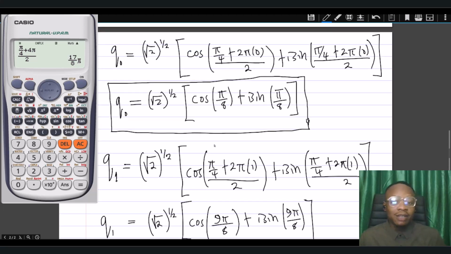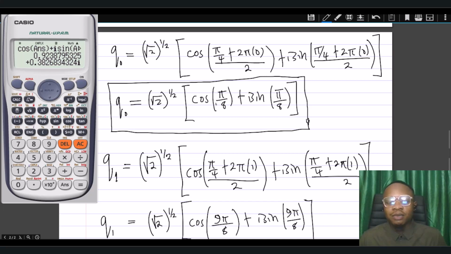But anyways, we can check. For instance, what will cos 17 pi over 8 give us? Let's check for cos 17 pi over 8. So let's say cos of answer, then plus I sine of answer. So this is I, then sine of the answer we just obtained. Let's give those two and see what they give us. So this is giving us 0.923879 blah blah blah. This is 0.3826 blah blah blah.